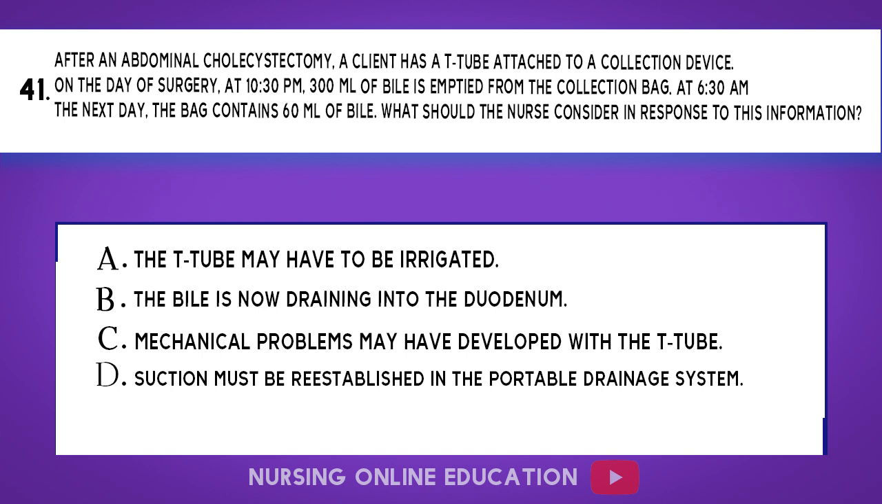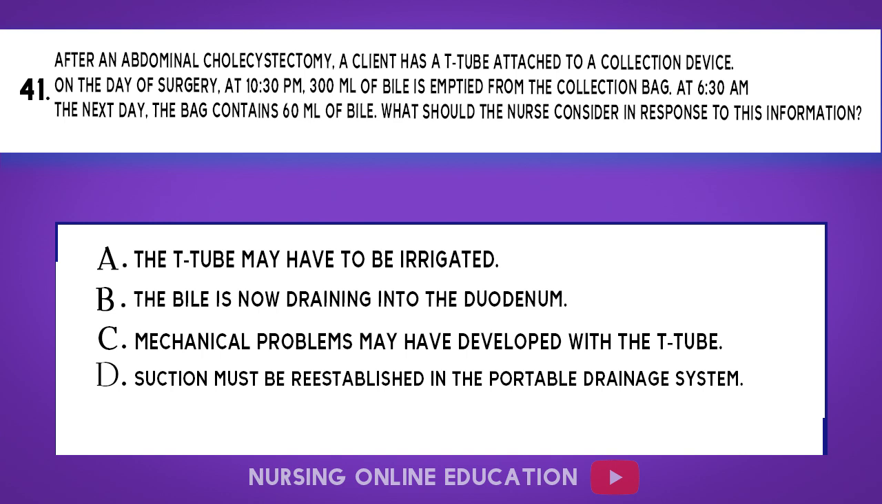13. After an abdominal cholecystectomy, a client has a T-tube attached to a collection device. On the day of surgery, at 10:30 p.m., 300 milliliters of bile is emptied from the collection bag. At 6:30 a.m. the next day, the bag contains 60 milliliters of bile. What should the nurse consider in response to this information?